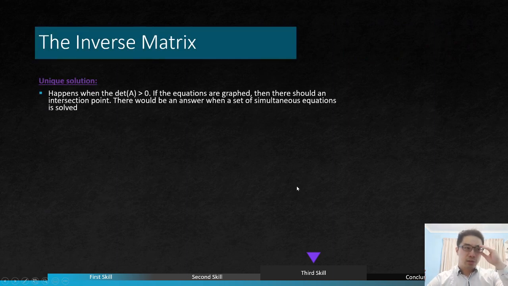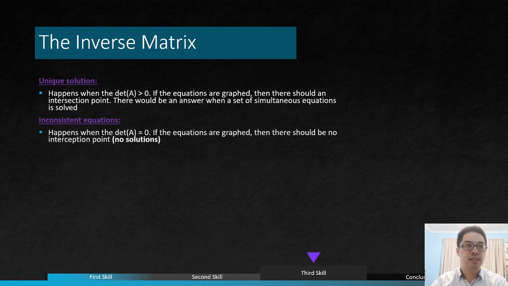So a unique solution, once again, happens when the determinant of a matrix is not 0. If the equations are graphed, then there should be an intersection point. They should cross over. There will also be an answer when a set of simultaneous equations is solved. An inconsistent equation is when the determinant does equal 0. If the equations are graphed, there should be no intersection point, which means there are no solutions, and they should be parallel lines that never intersect.